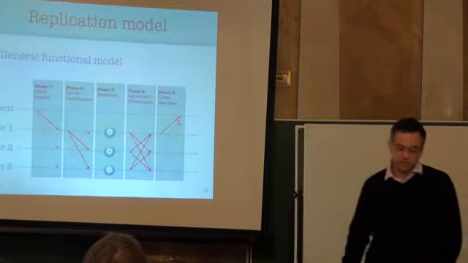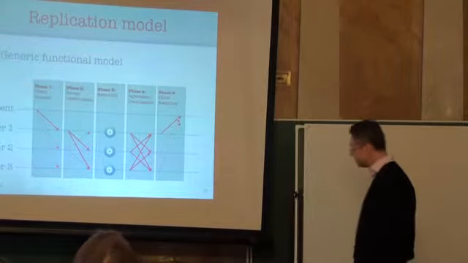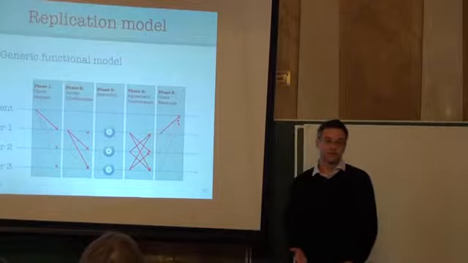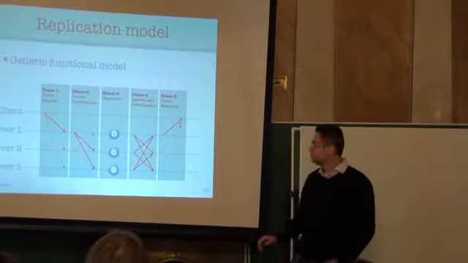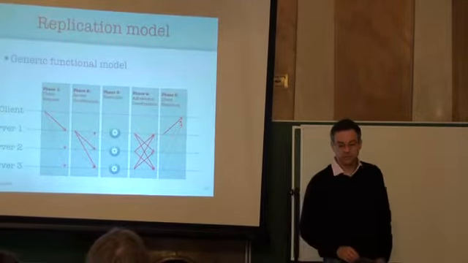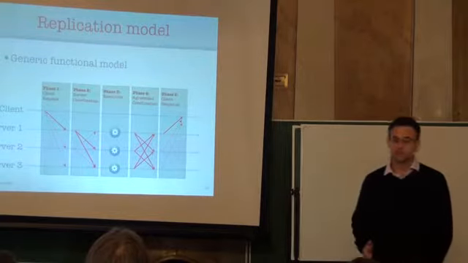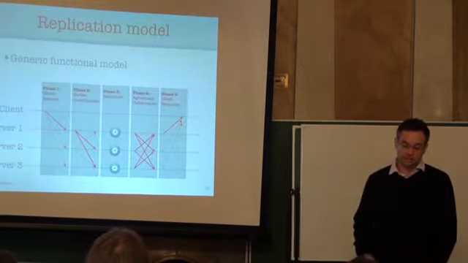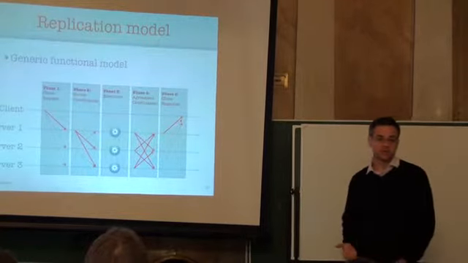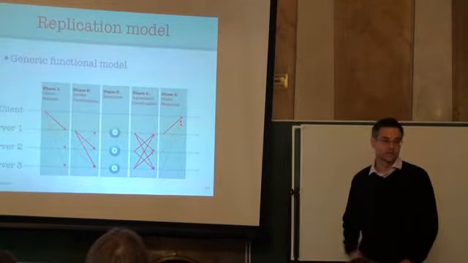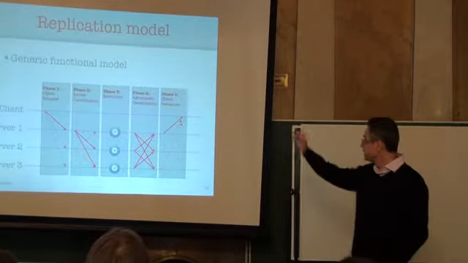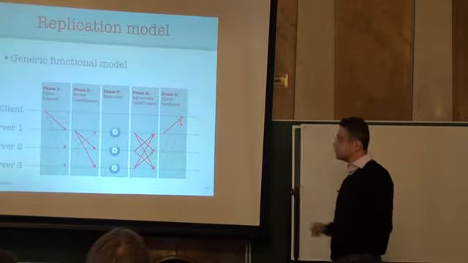So here's the generic functional model. It decomposes any replication mechanism into 5 phases. And it's pretty generic, as we're going to see. Being so generic, we can characterize any replication protocol. As I said, I haven't seen a replication protocol that does not fit into this classification. So we have a client, several servers, and there are 5 phases.